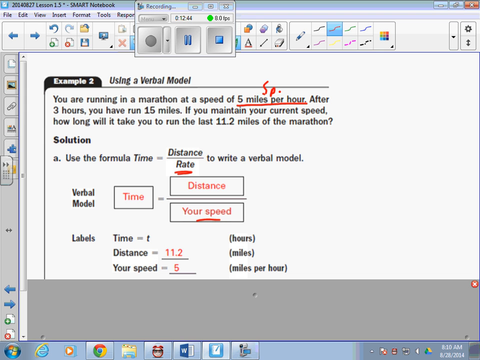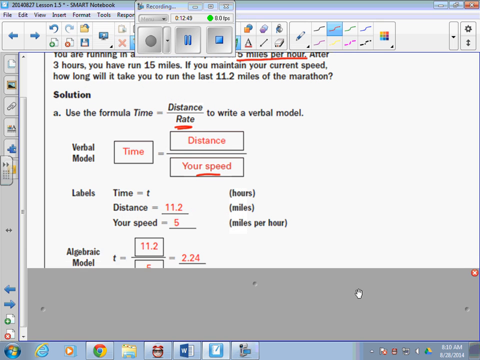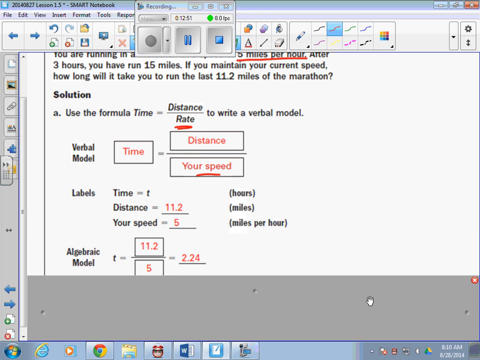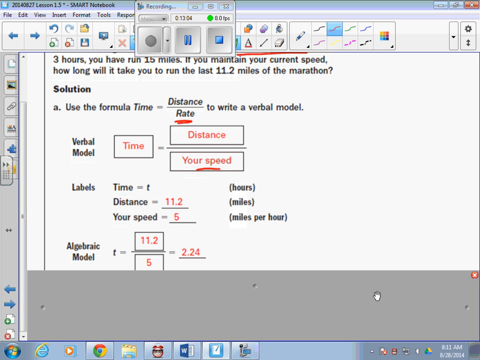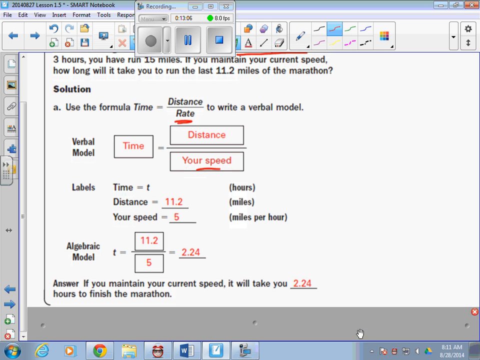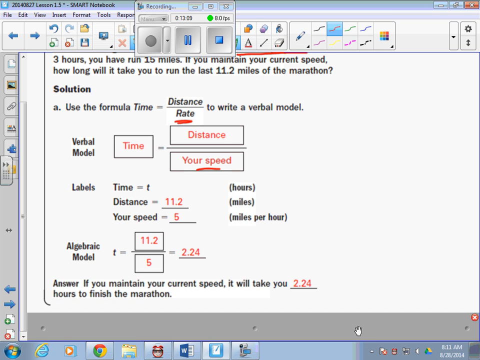The next step is to take the verbal model and use those labels and create the algebraic model. So now instead of saying time, you put in t. Instead of saying distance, you put in 11.2. Instead of saying your speed, you put in 5. Then when you simplify this, 11.2 divided by 5, you get 2.24. So we solved it to get 2.24 and then check to see if it's reasonable. If you maintain your current speed, it'll take you 2.24 hours. Does 2.24 hours make sense? Yes, that's a number that makes sense in order for you to finish the marathon.